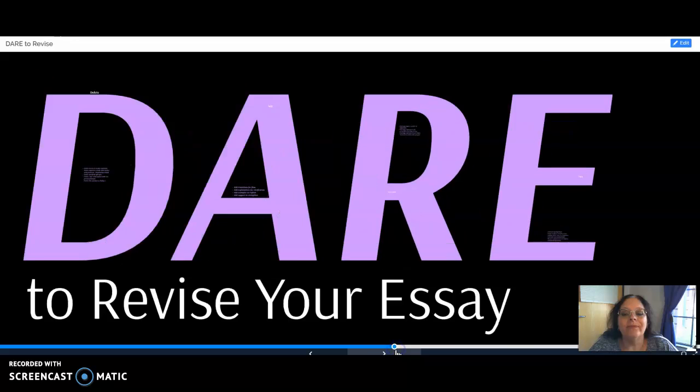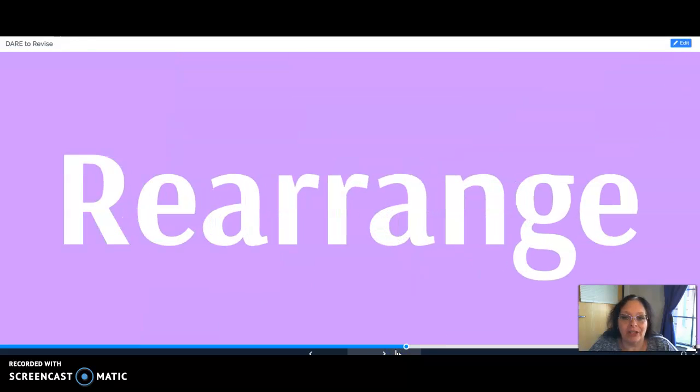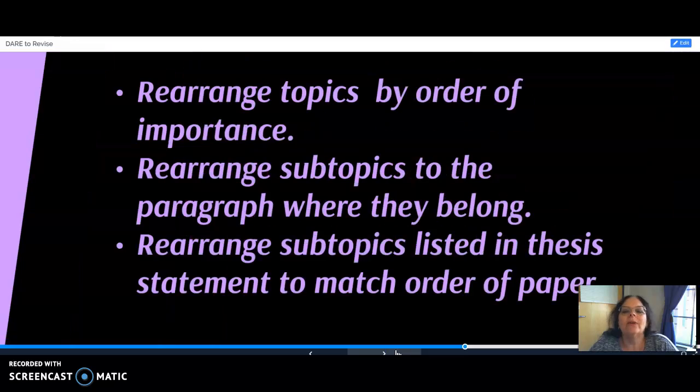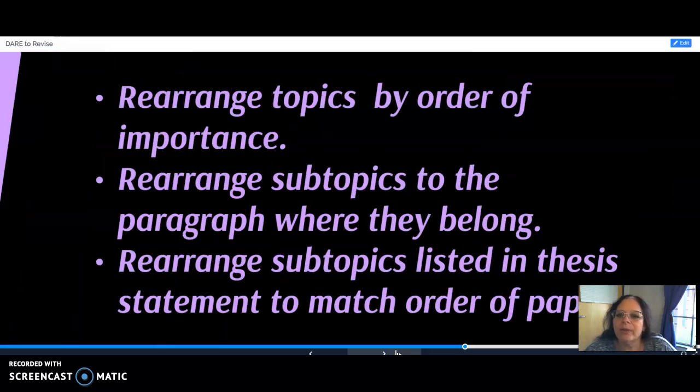Okay, R is rearrange. Our brains fire like this, but our writing is supposed to be linear. How do you take these and pull them down and put them in a line? Sometimes you can't. And you get off topic or you bounce around on topics. So rearrange everything where it needs to be. Rearrange topics by the order of importance.